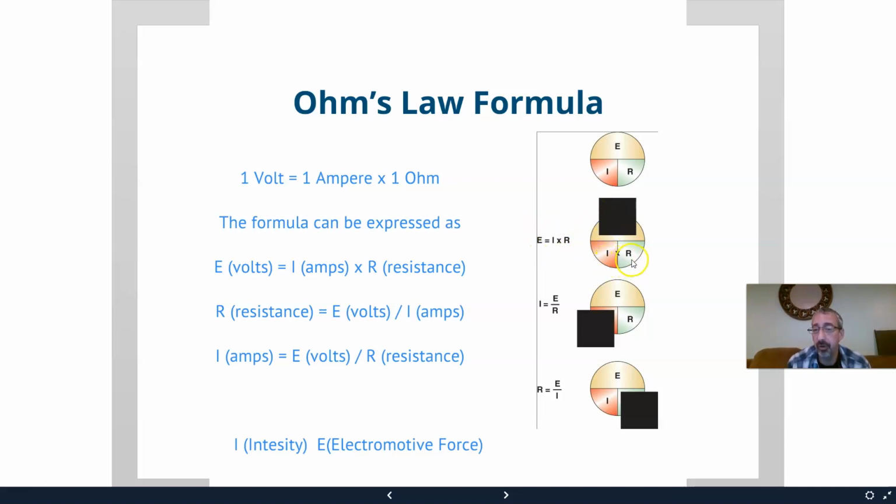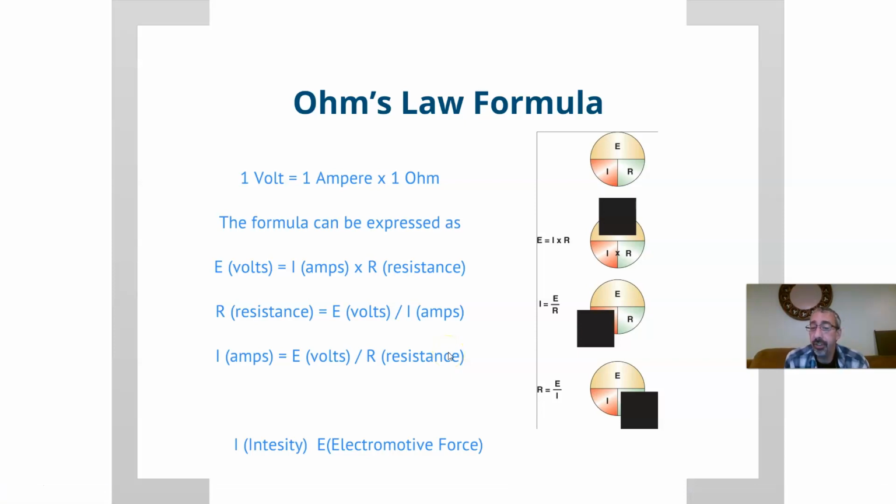Voltage equals current times resistance. If we want to know current, we block that one. Current equals voltage divided by resistance. If we want to know resistance, we block that one. And now resistance equals voltage divided by current. That is everything that this says here. Okay? So all you need to do is block whatever it is and do the math of whatever's showing. That will get you out of trouble.